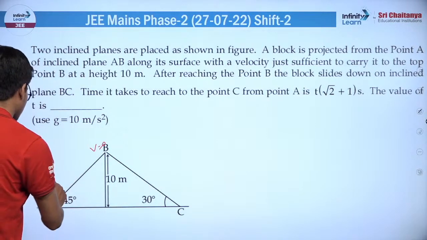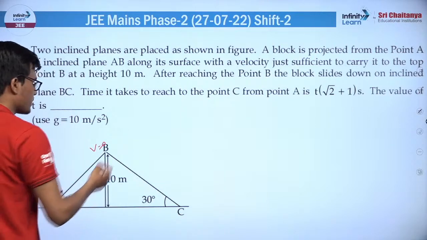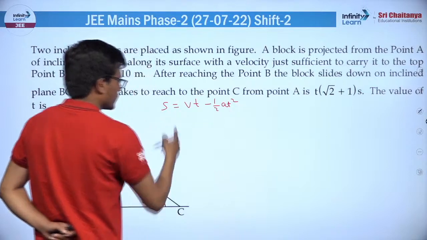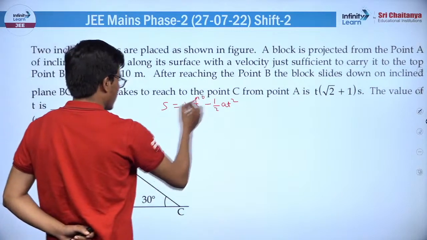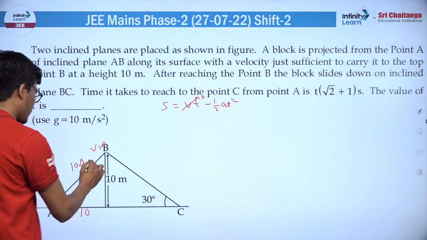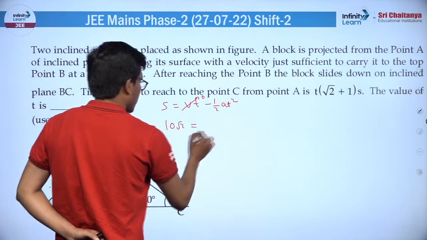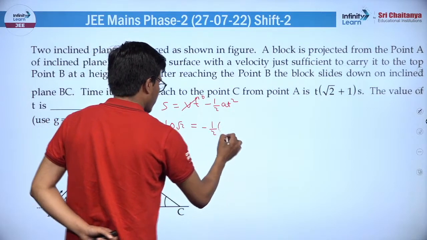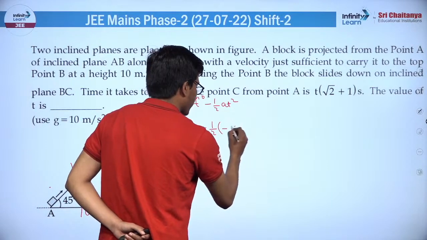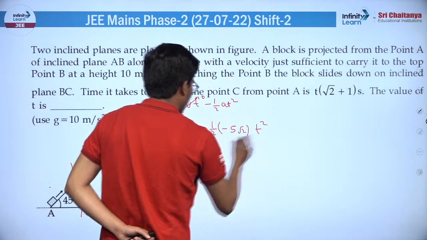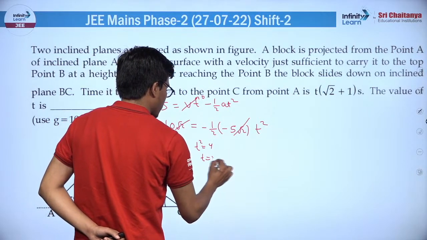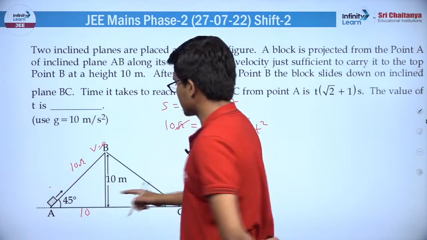Now the initial velocity you can find, but no worries, if you know the final speed you can calculate the time also using this equation. So the final speed is 0, and if this is 10, this will also be 10, so this will be 10 root 2. So 10 root 2 is equal to minus half, with the acceleration in the opposite direction, that is g sin 45, means 5 root 2 into t square, so t square is 4, so the time will be 2 seconds. So that is the time.